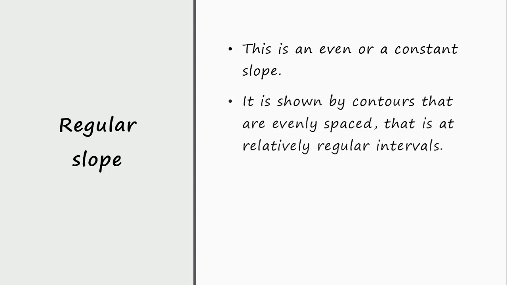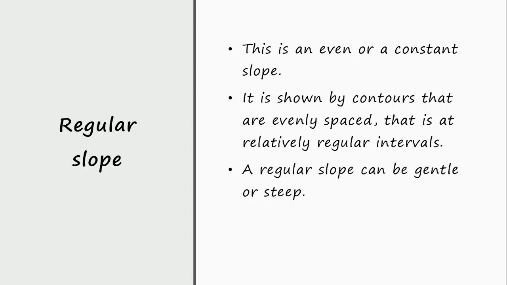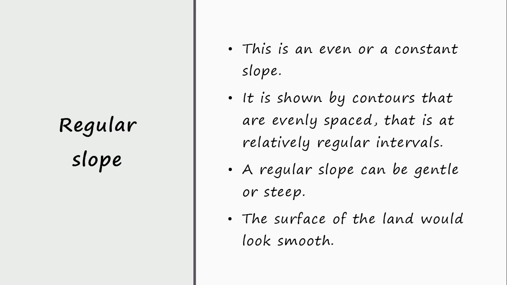Moving on, let's see the regular slope. This is just an even or a constant slope. When we talk about an irregular slope, we mean that it is irregular, and when we talk about a regular slope, it's just an even or a constant slope. It is shown by contours that are evenly spaced, that is, at relatively regular intervals. So there are regular intervals shown by these contours that are evenly spaced from one another. So there you will have this regular slope. A regular slope can be a gentle or a steep slope. The surface of the land would look much smoother.